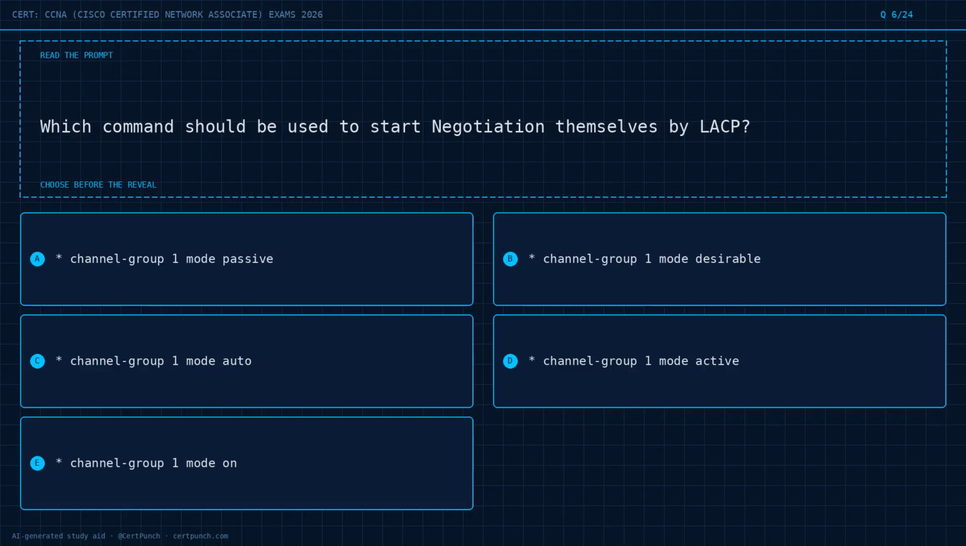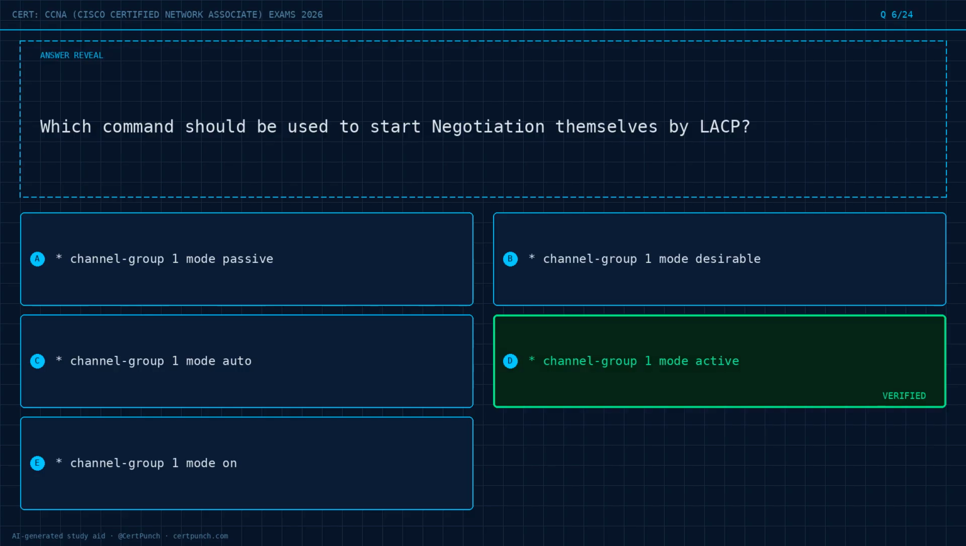Question 6 of 24. Which command should be used to start negotiation themselves by LACP? Option A, channel group 1 mode passive. Option B, channel group 1 mode desirable. Option C, channel group 1 mode auto. Option D, channel group 1 mode active. Option E, channel group 1 mode on. Lock in your pick before the reveal. Trust the read.